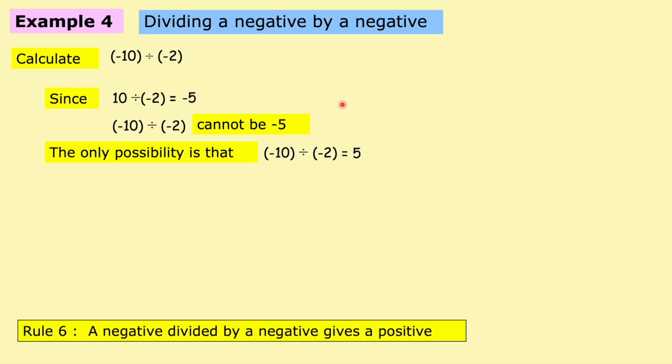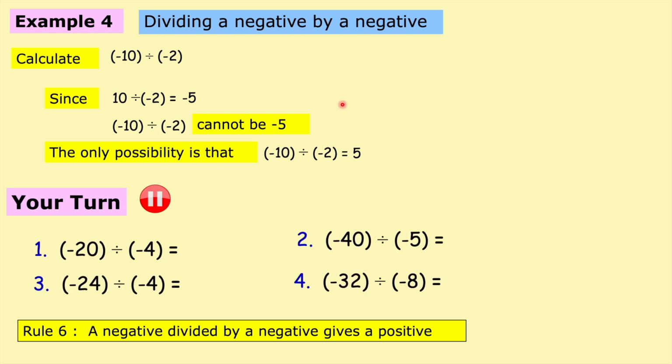Okay, which brings us on to our sixth and final rule, that a negative divided by a negative gives you a positive. So very similar to when multiplying integers, if the two signs are different, you will get a negative answer. If the two signs are the same, whether that's both positive or both negative, you will get a positive answer. So using this, can you pause the video here and try these 4 questions?